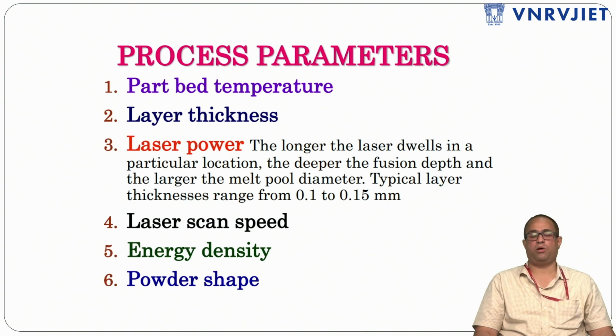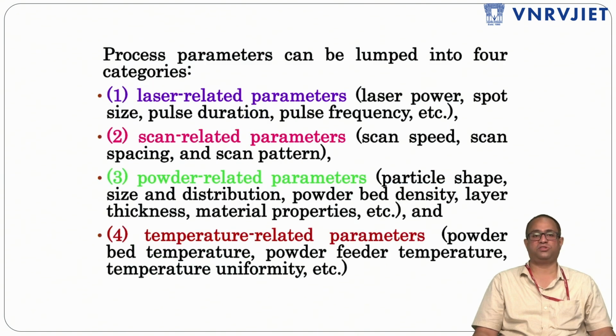Coming to the most important process parameters for SLS: part bed temperature, layer thickness, and laser power are very important, because they depend upon the type of metal being used. Also scan speed, energy density, and powder shape as granules.